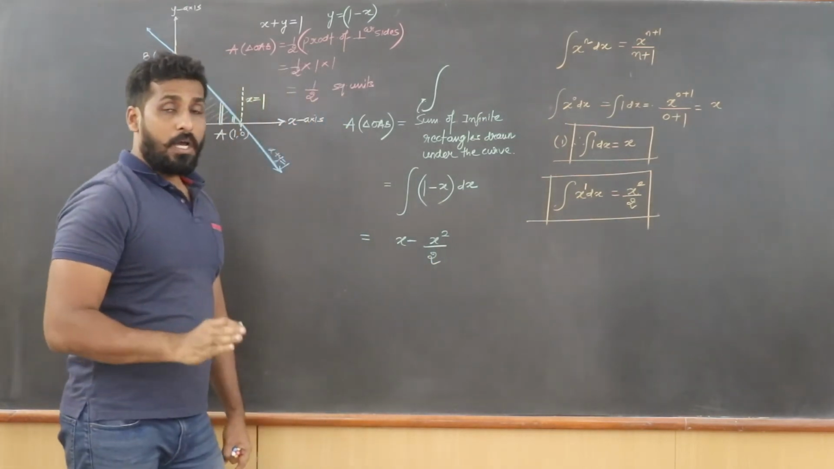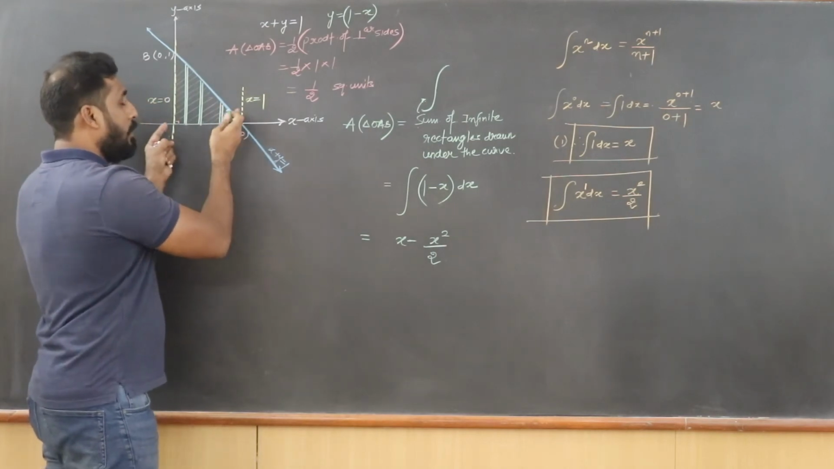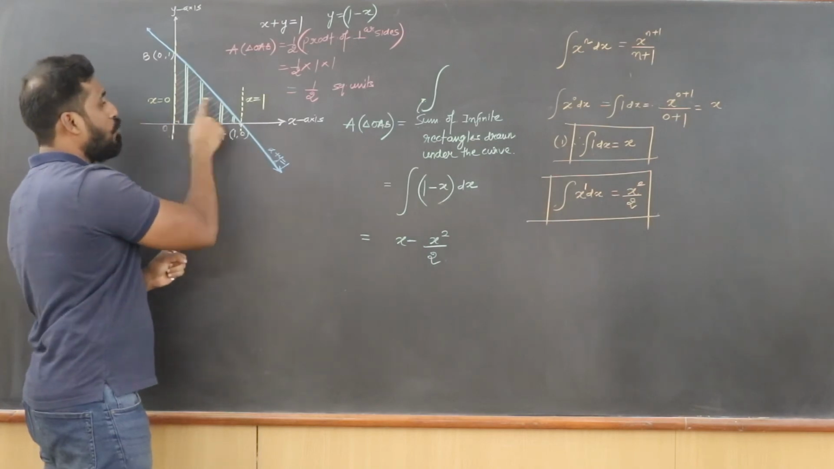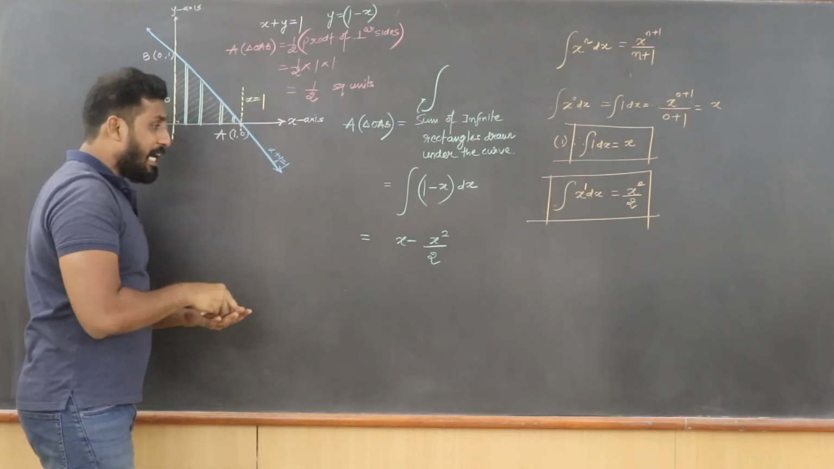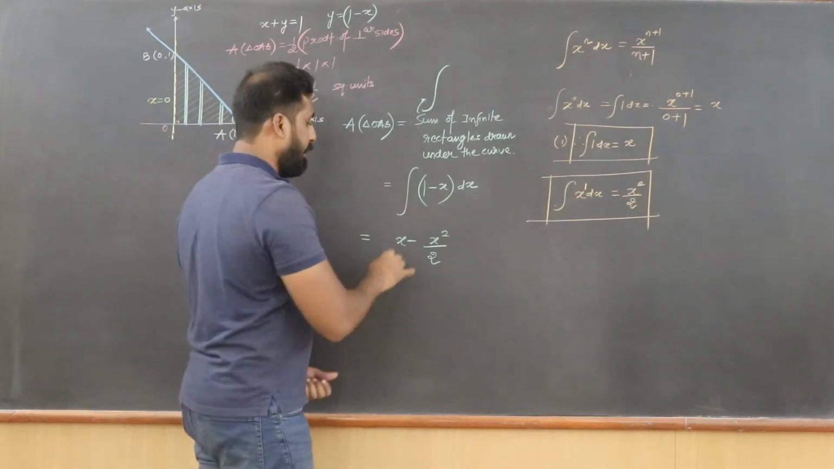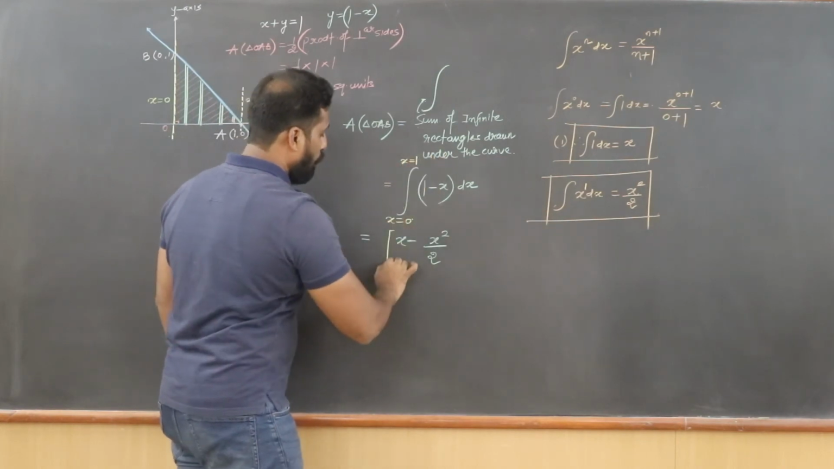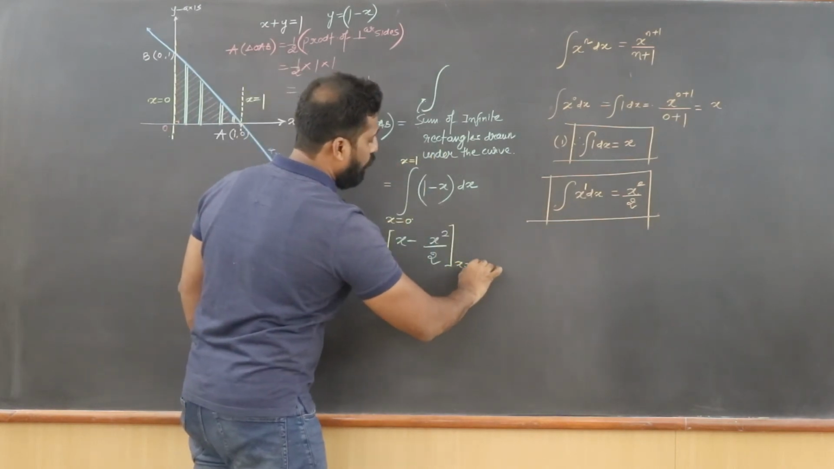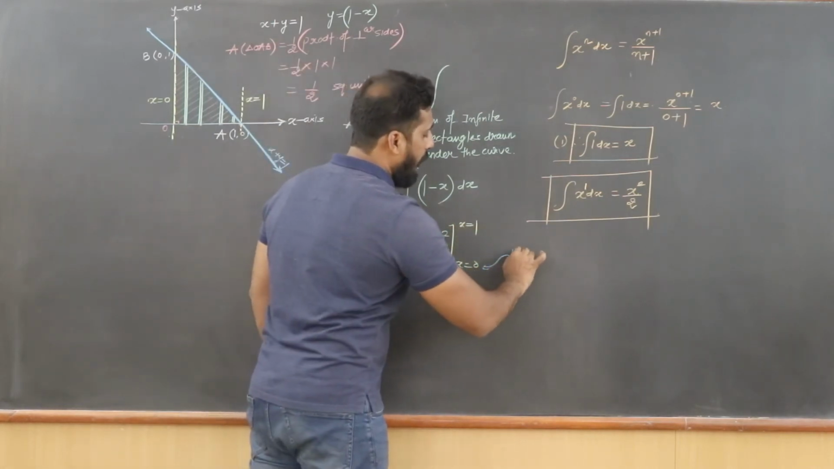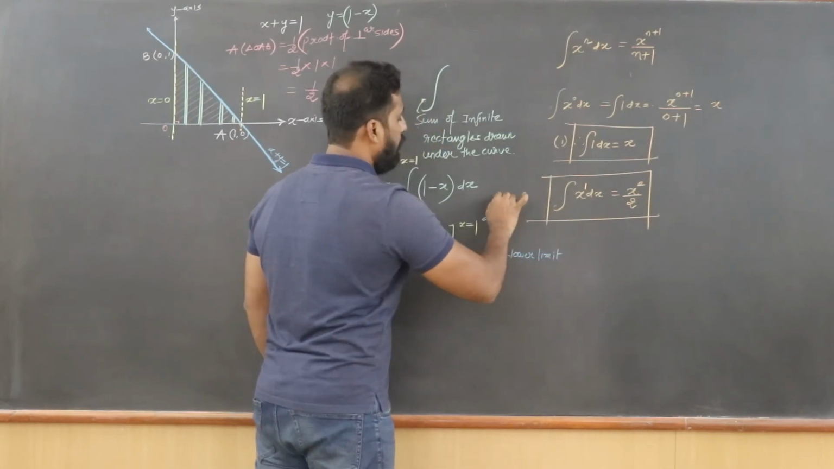Now, do you remember, I have already told you that integration is the area under the curve within some vertical boundaries. The boundaries were given from x equal to 0 to x equal to 1. These are called the limits of the integration, x equal to 0 to x equal to 1. So I am going to put a bracket here and then write x equal to 0 and x equal to 1. This x equal to 0 is called the lower limit and x equal to 1 is called the upper limit.